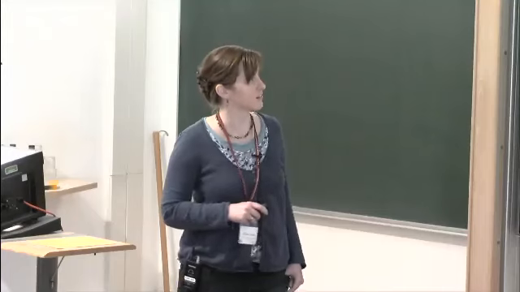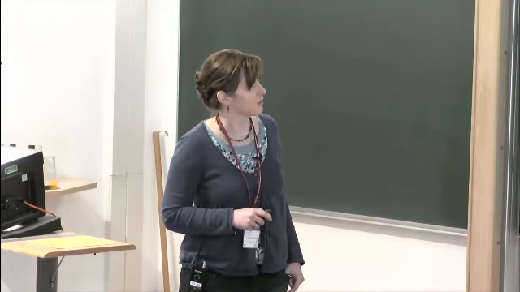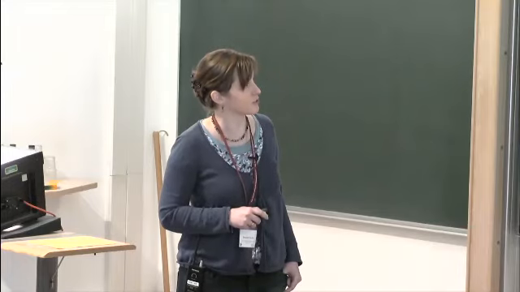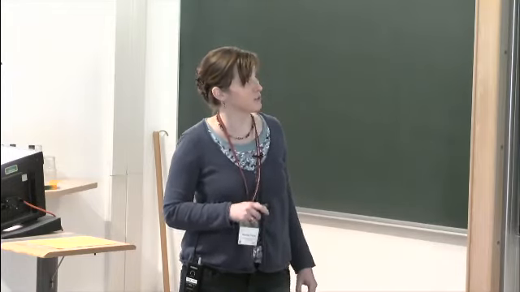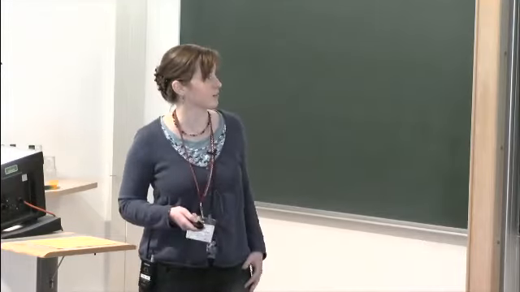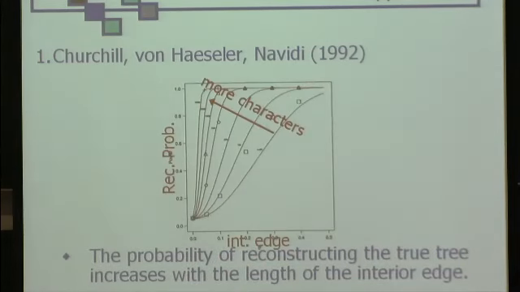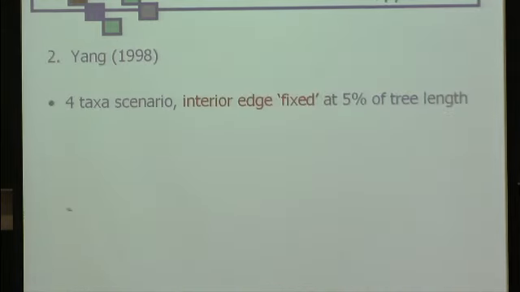Okay, that's, I think, easy to see, because if you have this edge very, very short, tending to 0, then the possible trees on 4 taxa look very much alike. Then you have more or less a star tree scenario. So this is what they observed. As the interior edge gets longer, the reconstruction probability increases. And not surprisingly, also if you have more characters, so if your alignment gets longer, you can improve the reconstruction probability faster.